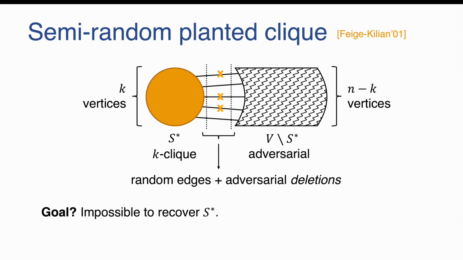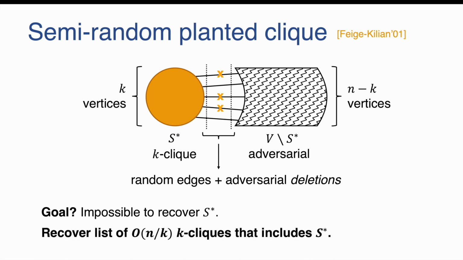So what's the goal in this model? Because it's actually impossible to recover S star. Why? Because in V minus S star, the adversary could put a k clique and another k clique with random cuts between them. So then it's impossible to tell which is S star and which is one of these cliques that the adversary put. So then our goal will be to recover a list of O of n over k cliques that includes the planted clique S star. So why n over k? Well, the adversary could simulate this up to n over k times, like put up to n over k cliques such that all the cuts between them are random. So we cannot hope for anything better than n over k, and we'll see that it's possible to get n over k.